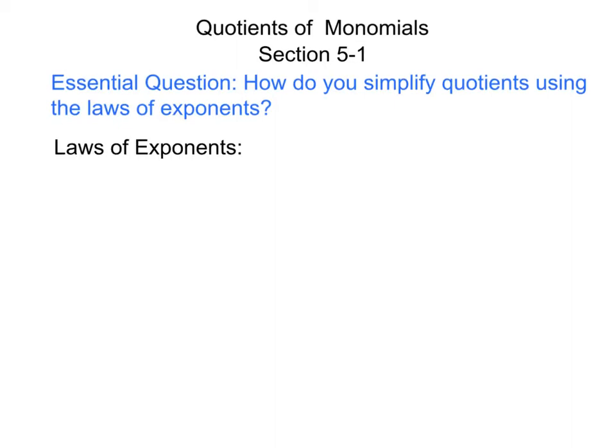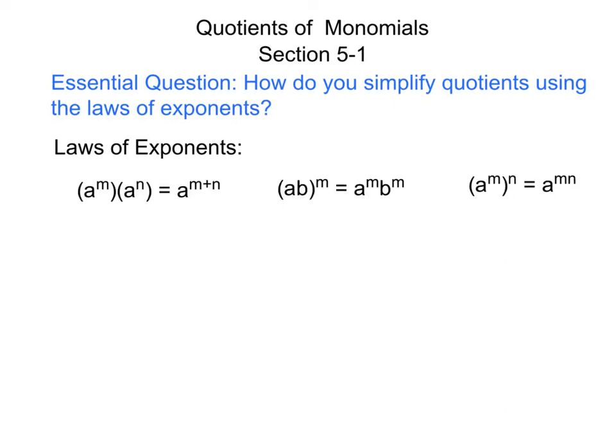So what are the laws of exponents? A number of these we've already talked about. These include a to the m times a to the n is equal to a to the m plus n, or the product ab to the m is equal to a to the m b to the m, and lastly a to the m raised to the n is equal to a to the mn.